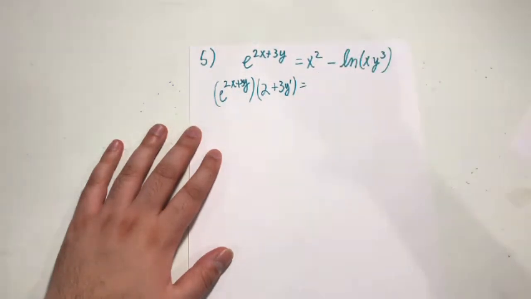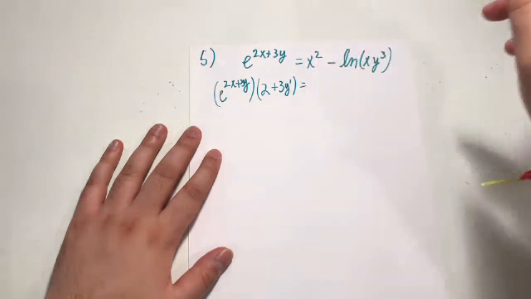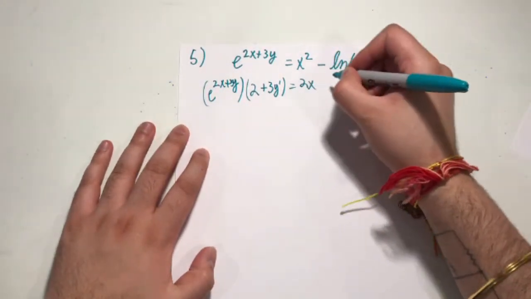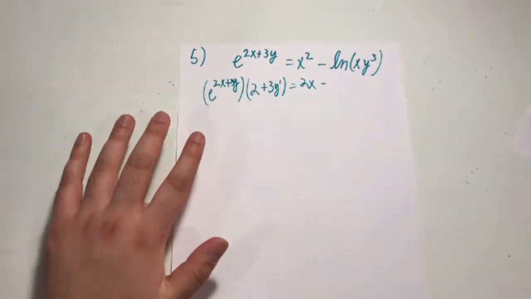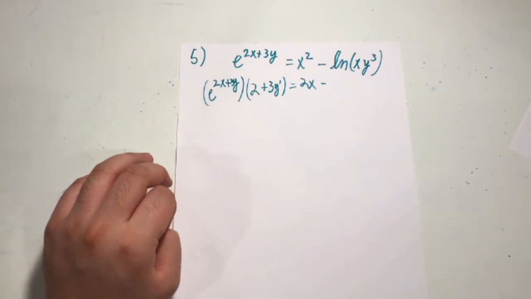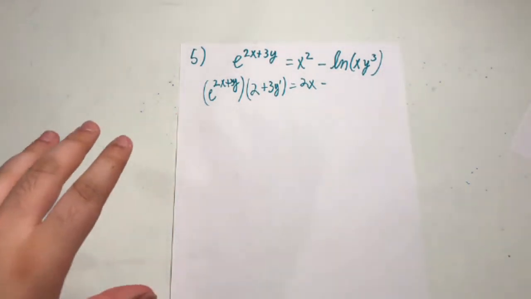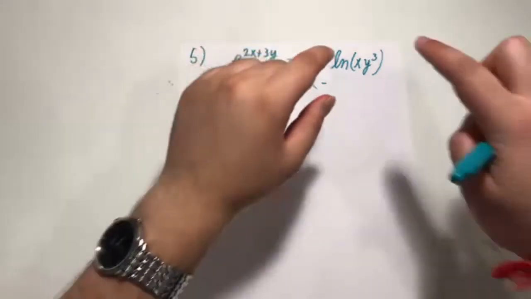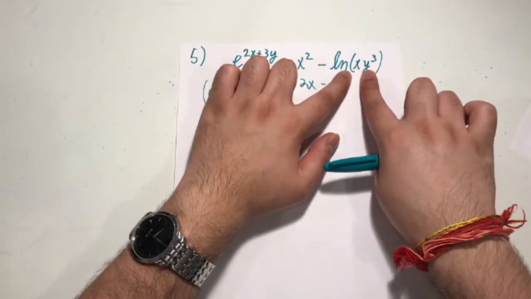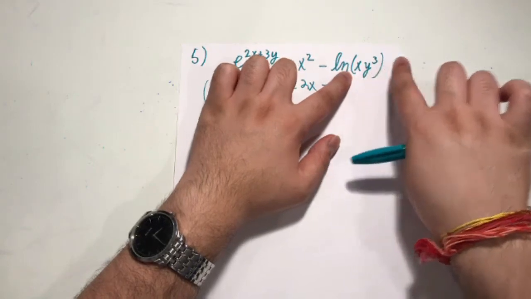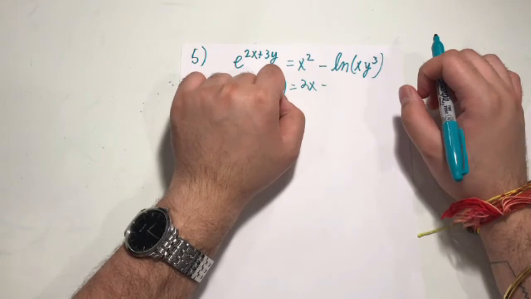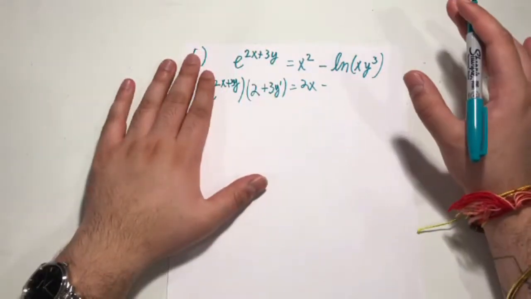Now, let's take the derivative of the right-hand side. Derivative of x squared, that's super easy, 2x. Now, derivative of the natural log of x y to the third. This is not just a chain rule, it's also a product rule, right? We have an outside function, which is ln, and an inside function, which is x y to the third. But then our inside function itself requires product rule. So first we'll deal with the chain rule.